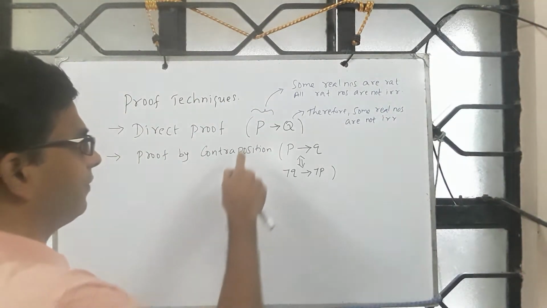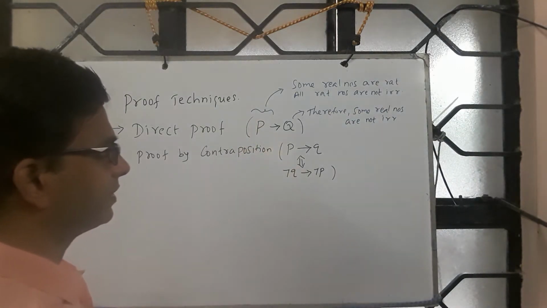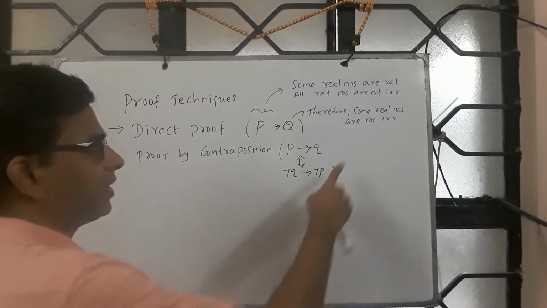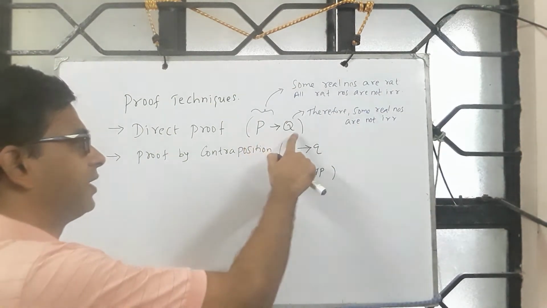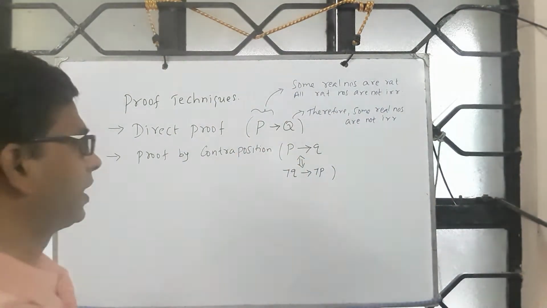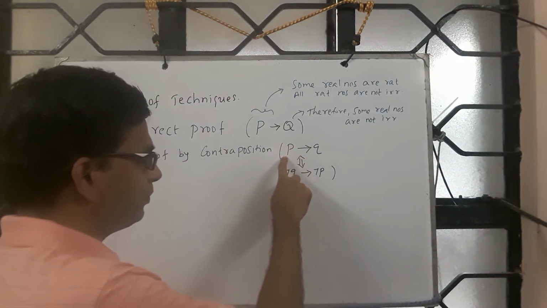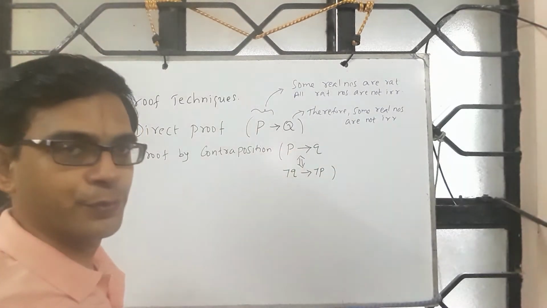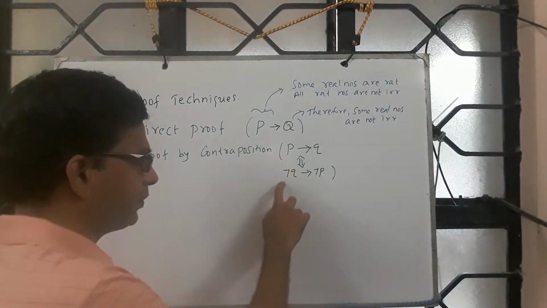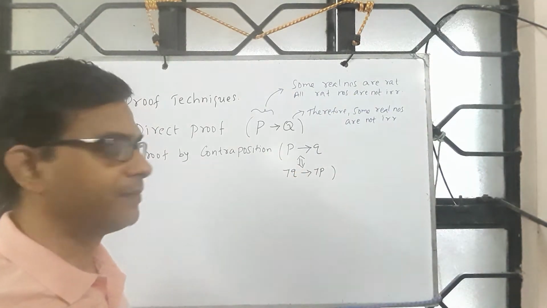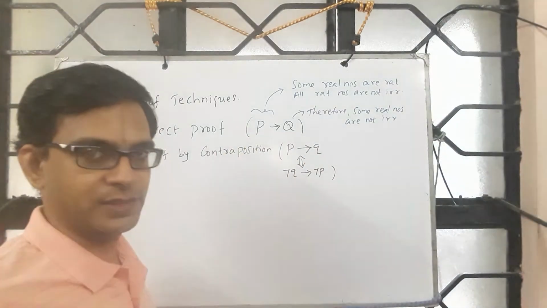So what is it that we did? Assuming this, using well-known identities and implications, we arrived at Q. This is called direct proof: assuming the premise and deriving the conclusion. This says you can assume P and arrive at Q, or you can also assume negation Q and arrive at negation P. So proving this is equivalent to proving this.